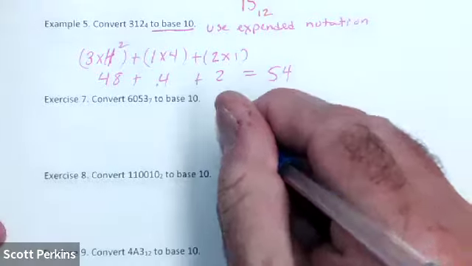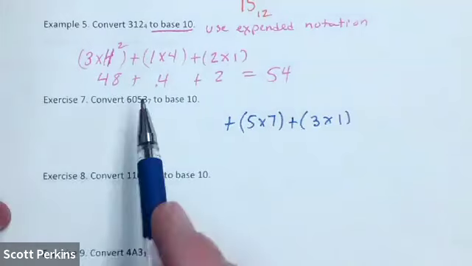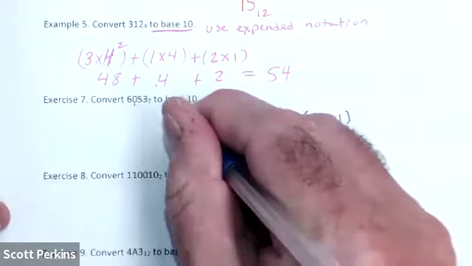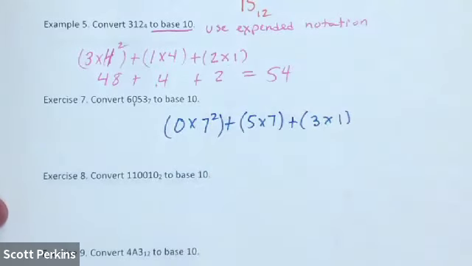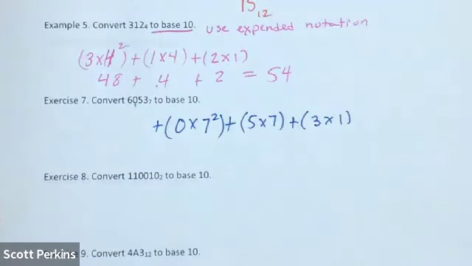Plus, I'm going to include every place. If you skipped this one and you're able to do that, that is totally fine. I have no problem with that. But just to be thorough, the zero represents what place? Groups of what? Seven squared or 49. Okay, well, zero times anything is zero. That's why if you wanted to, you could skip it if you're comfortable enough.